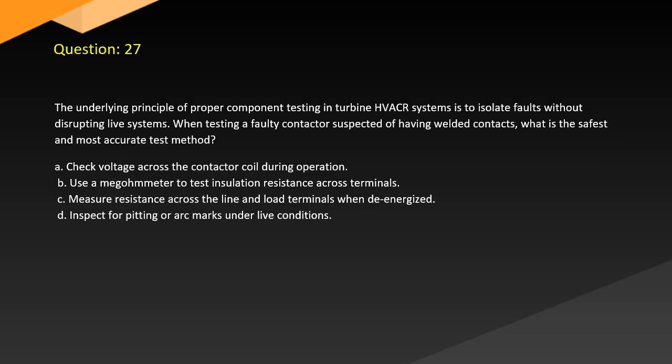Question 27. The underlying principle of proper component testing in turbine HVACR systems is to isolate faults without disrupting live systems. When testing a faulty contactor suspected of having welded contacts, what is the safest and most accurate test method? A. Check voltage across the contactor coil during operation. B. Use a megohmmeter to test insulation resistance across terminals. C. Measure resistance across the line and load terminals when de-energized. D. Inspect for pitting or arc marks under live conditions.